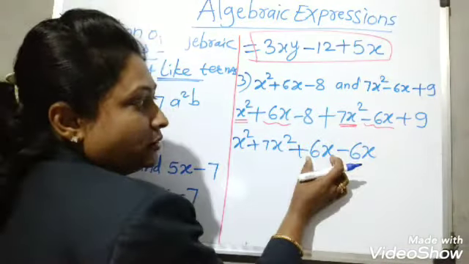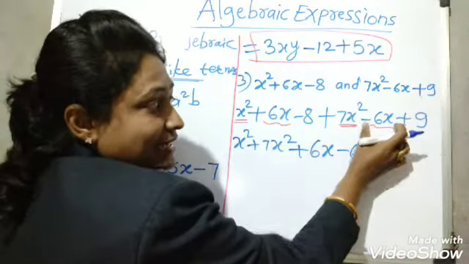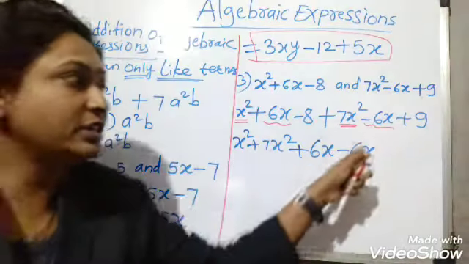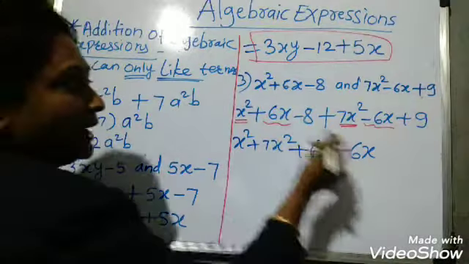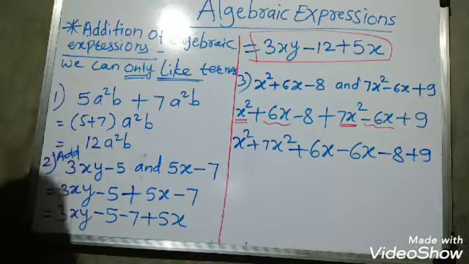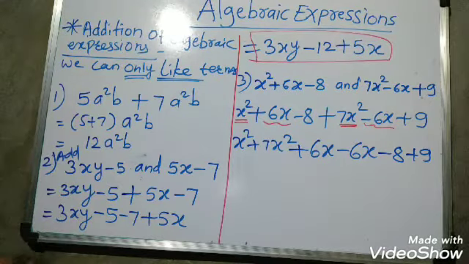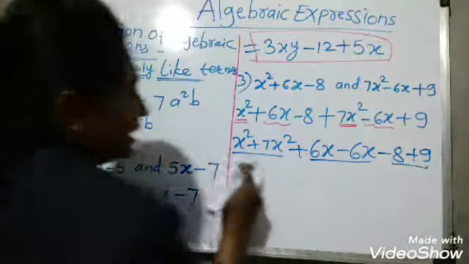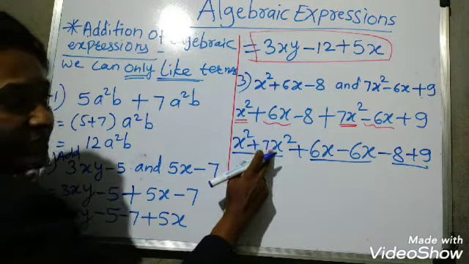Now see, plus 6x I wrote as it is, and here this minus 6x, with this minus sign I took this. Don't take only 6x. Now minus 8 and plus 9, the remaining ones we will write together. Now see how we will add. First these two addition, then these two and this. Okay. Now see, x square and plus 7x square.